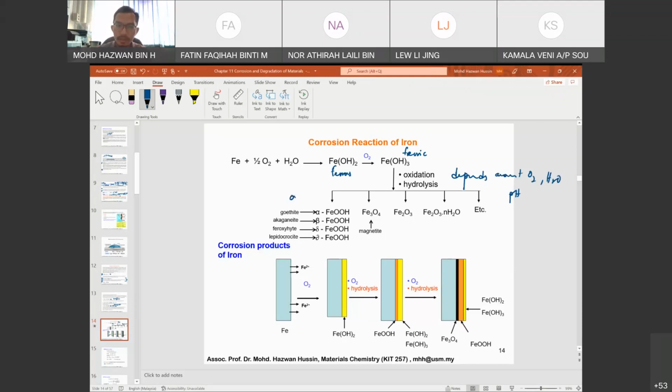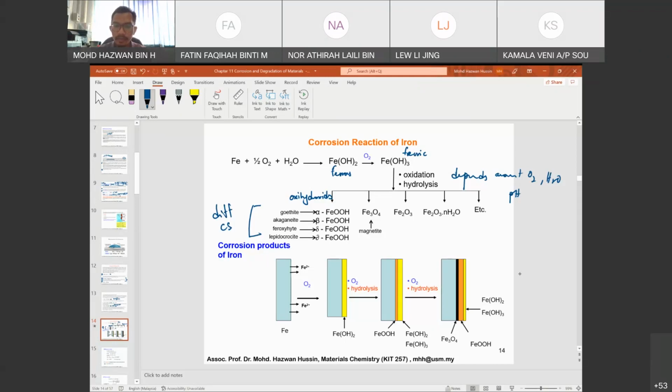So you can have FeOH, this one we call oxyhydroxide, and you have alpha, beta, delta, and gamma. This depends on different crystal structure. So you can have alpha as goethite, beta as akaganeite, delta as feroxyhyte, gamma as lepidocrocite. And others will be mentioned, like magnetite, Fe3O4, and then you have Fe3 ferric oxides and hydrated ferric oxide.